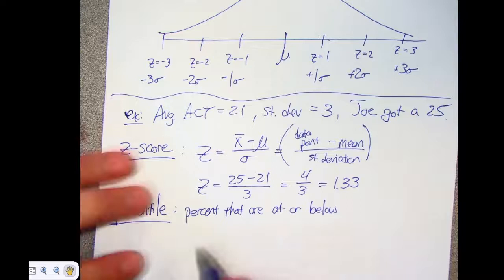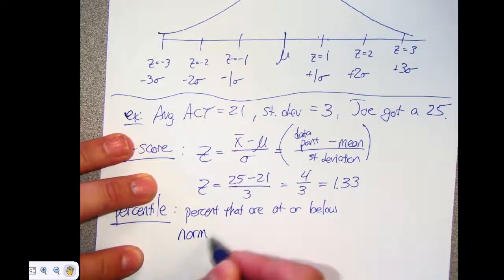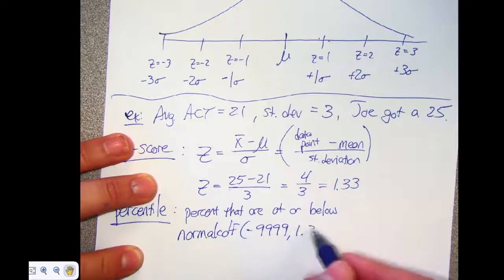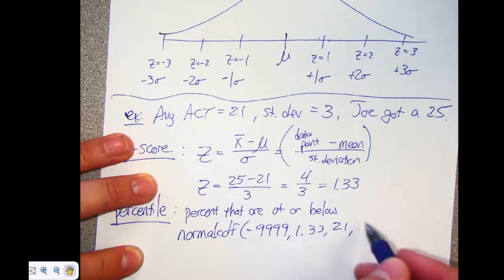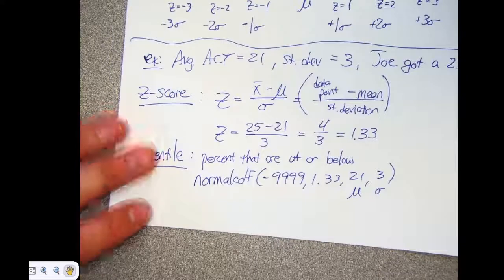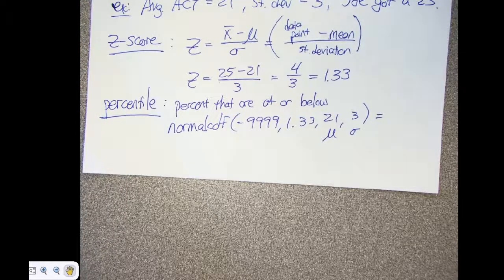So I'm going to write this out here, and then we're going to get our calculators out and do it. We're going to do what's called normal CDF. We're going to go negative 999 up to 1.33. We're going to tell the calculator the mean. We're going to tell the calculator the standard deviation. I know you don't have a clue what I'm talking about right now. Just write that down. Then I'll show you how to do it in the calculator, and we'll do a couple more, and eventually, hopefully, you'll be like, okay, this makes some sense.